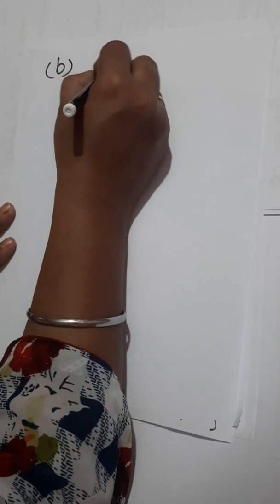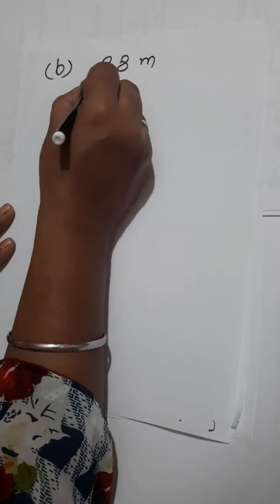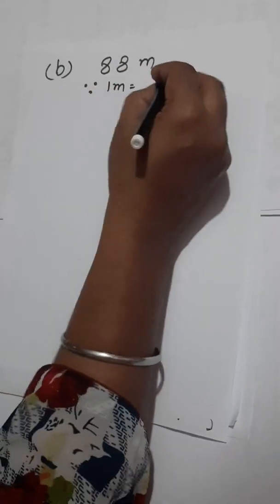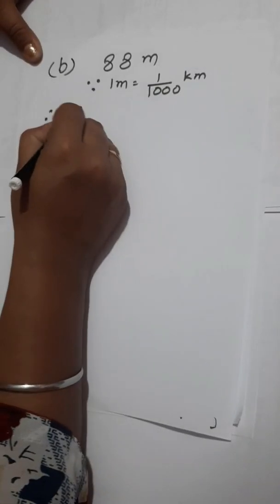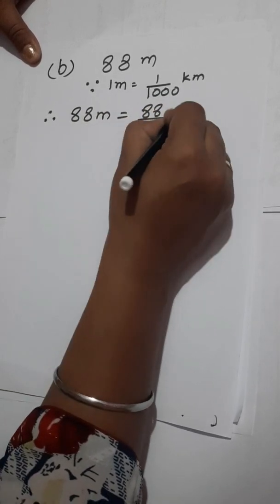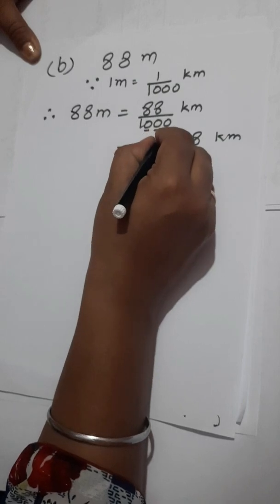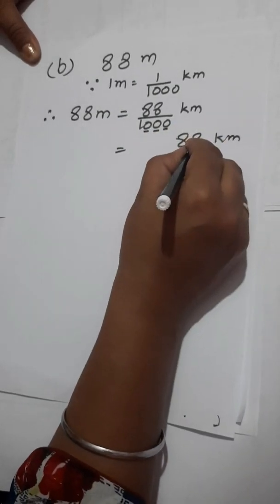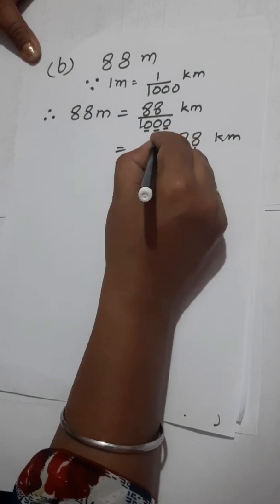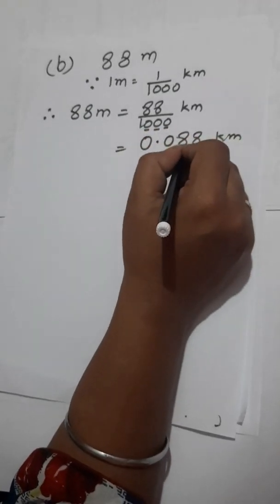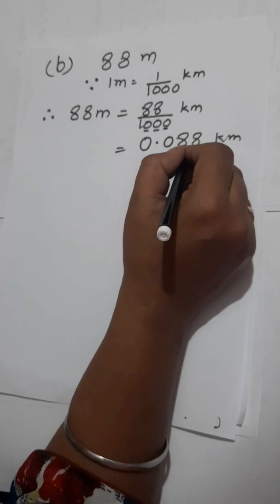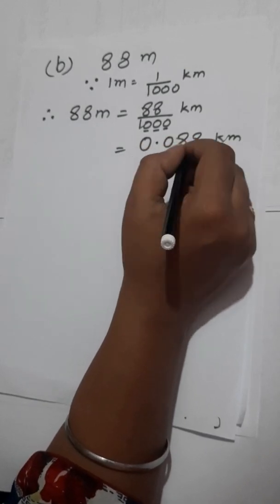Now next we have B part. Here B part is 88 meter. Again you have to write, since 1 meter is equal to 1 upon 1000 kilometer, therefore 88 meter is equal to 88 upon 1000 kilometer. Now whenever you have to express, write the numerator first. Here we have 3 zeros, so you write first, second, put 0, now this. So before 3 digits you have to put the decimal, and from the right you have to put the decimal after 3 digits.